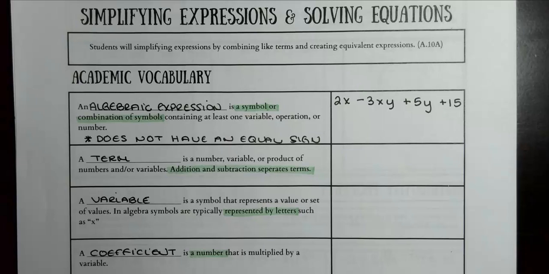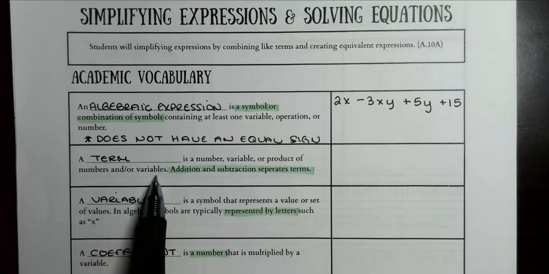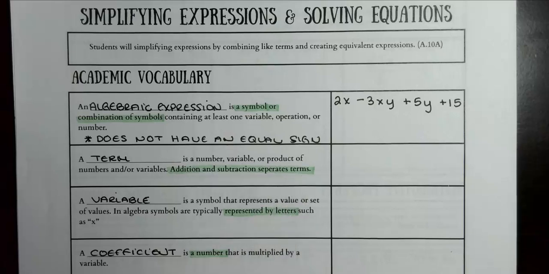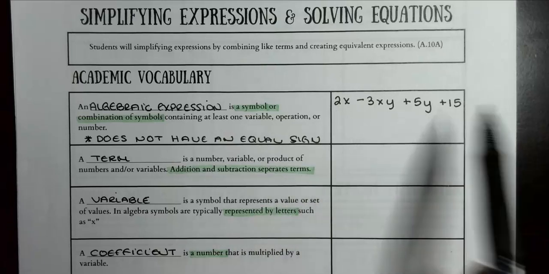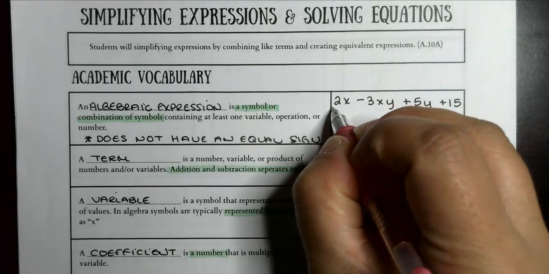All right, we're going to move on to the next one, which is a term. A term is a number, variable, or product of a number and or variables. And then it says addition and subtraction separates the terms. So if you look at this expression up here, we're going to talk about how many terms and what is considered a term. I'm going to point out that we have 4 terms in this expression.